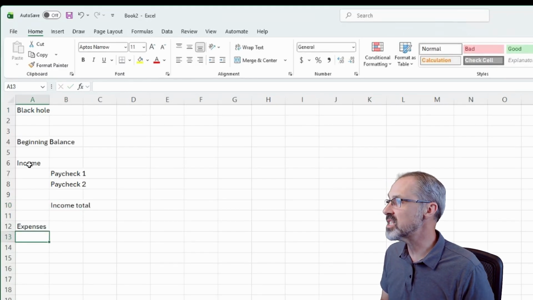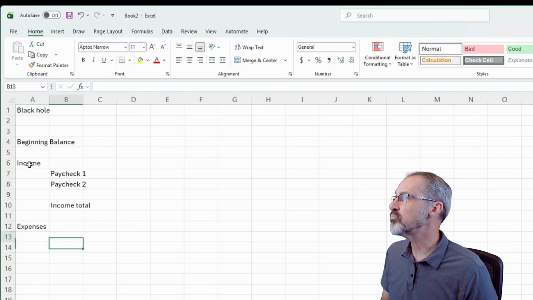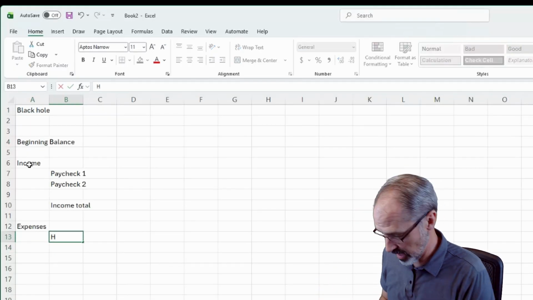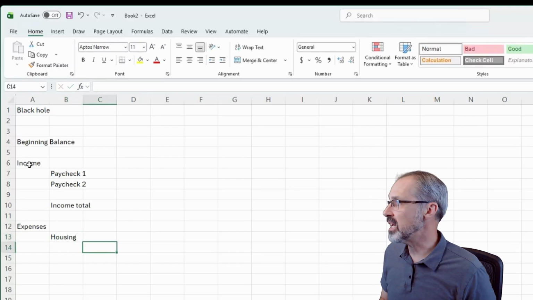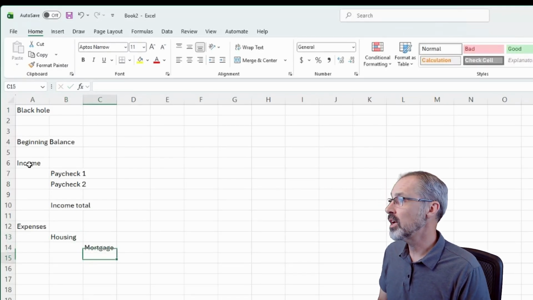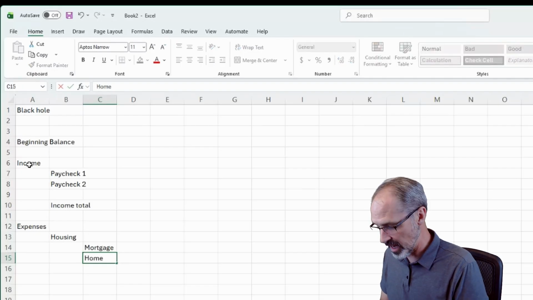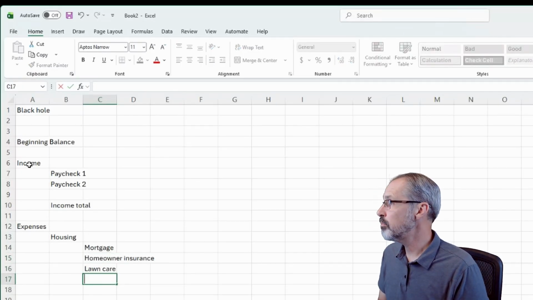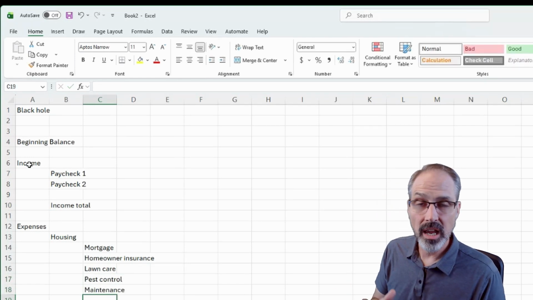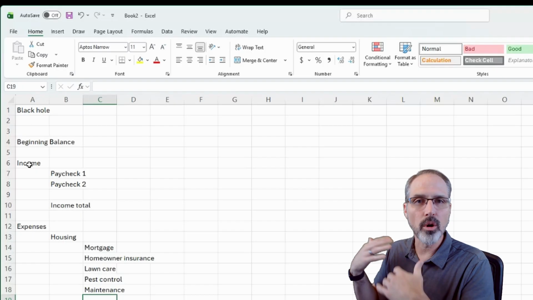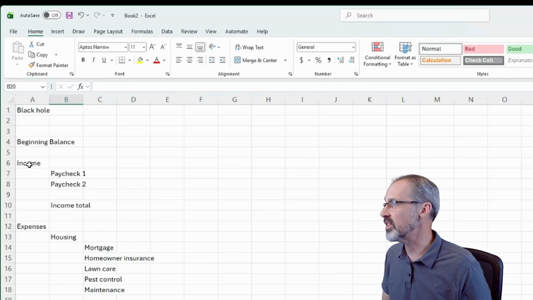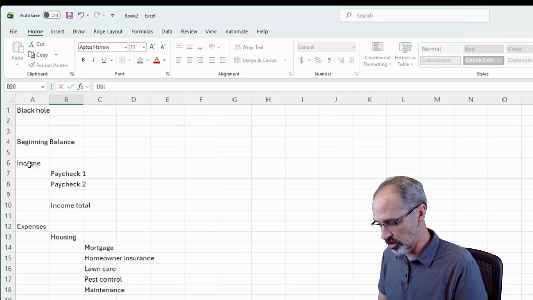And your expenses is the next thing we want to track. The first one we're going to track is things like your housing. That could be either a mortgage payment or it could be your rent, whatever it is. But we're going to do stuff like that. Homeowners insurance, lawn care, pest control, maintenance. We're going to list those things. Now, all of these may not be relevant, so I'm just putting some examples there. Even this person might not have all of those things in there. So that's housing. So let's go to utilities.